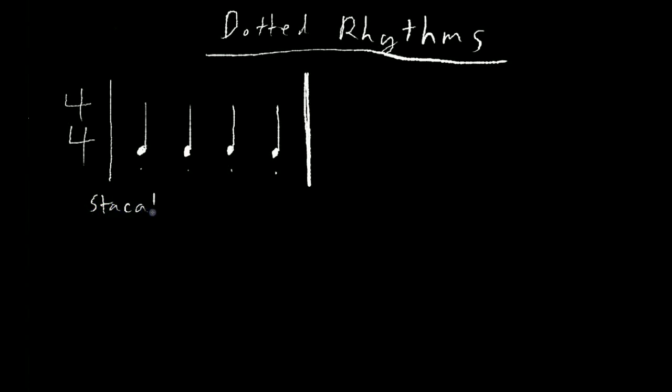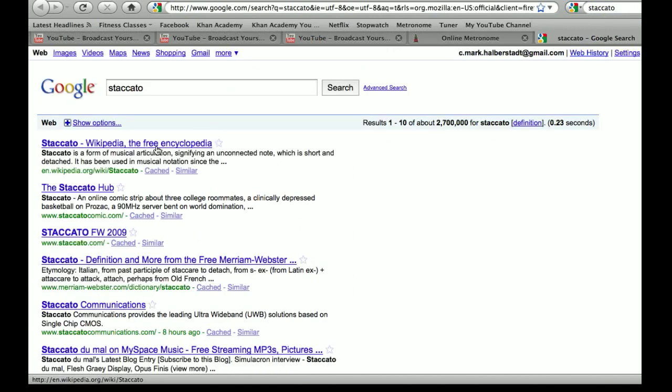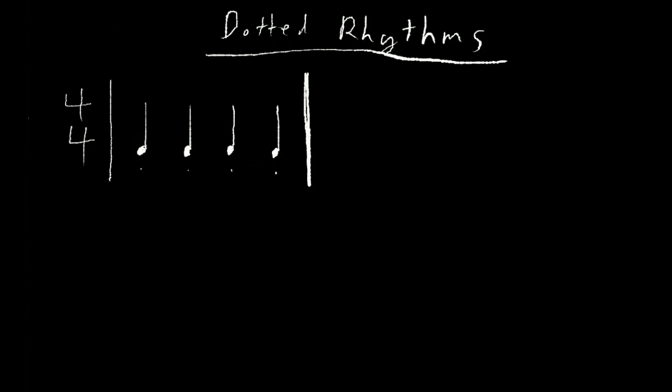Staccato. Actually, I think there might be two C's in this. Staccato. I don't know. One sec. Let me actually look it up. Sorry, I'm going to waste a little bit of your time. Staccato. Yeah, two C's. Sorry about that. I always use Google as my spell checker, so these types of dots are called staccato.